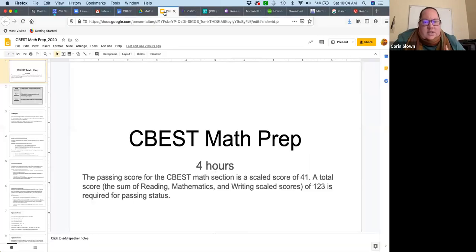I want to give just a brief overview of the CBEST. So you have 4 hours total when you take the CBEST test. It has 3 sections, a reading, a writing, and a math section. You can choose to do all of those sections in the 3 hours, or you could choose to focus on a specific section. That's entirely up to you. And it is the sum of those 3 sections that determines a passing status for the CBEST test.